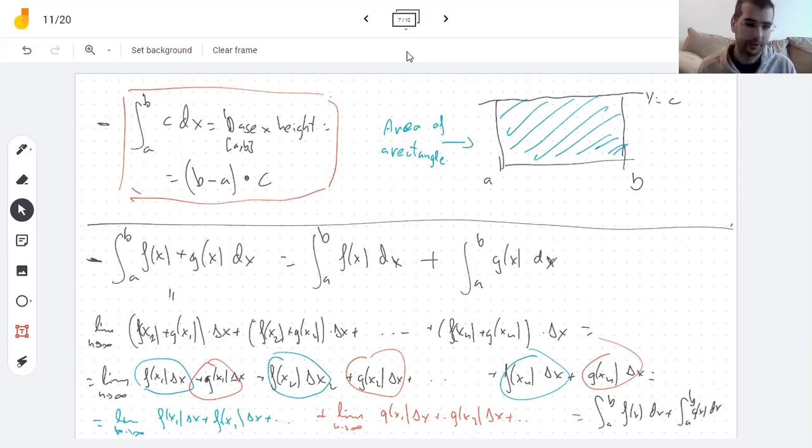So I don't know if the picture is convincing, but the algebra definitely is, because all I used was the distributive property and the fact that I can split a limit over a sum. All right.